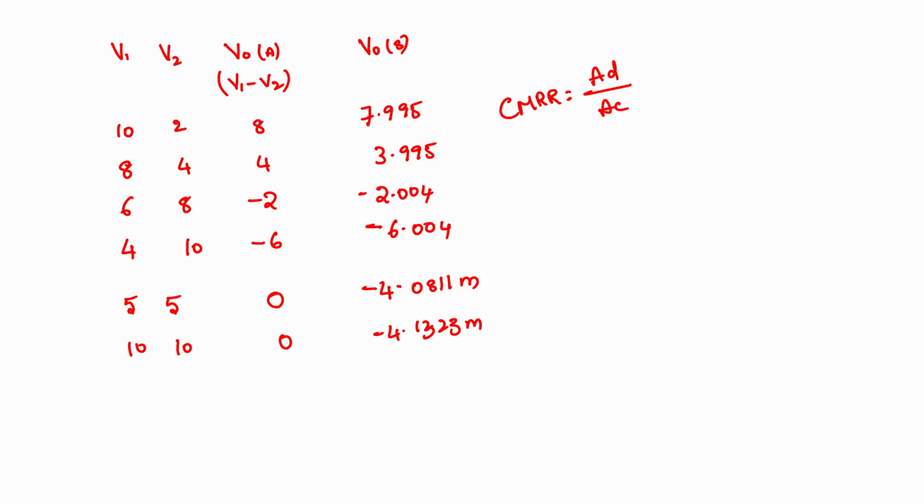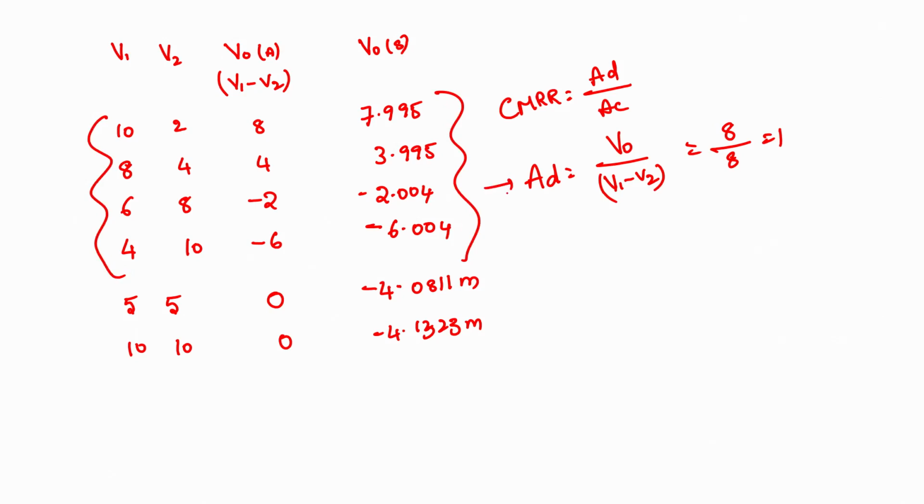But how do we do differential gain? The differential gain is nothing but the output voltage that we are getting divided by the differential input signal V1 minus V2. Now when we see the theoretical value, this is 8 divided by 8, so we are getting differential gain as 1. Even for the second case, 4 divided by 8 minus 4, it is 1. So no matter what, for this particular set of values we will get the gain as 1 theoretically.